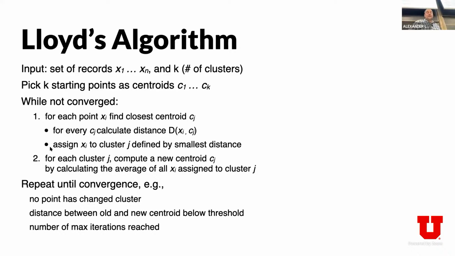And then for each of these clusters that are generated from that step, you compute a new centroid by taking a weighted average of all of the elements in that cluster. And then you repeat until convergence. Convergence can be something like no point has changed its cluster, or the distance between the old and the new centroid is within a certain threshold, or you have reached the number of iterations that you have manually specified.